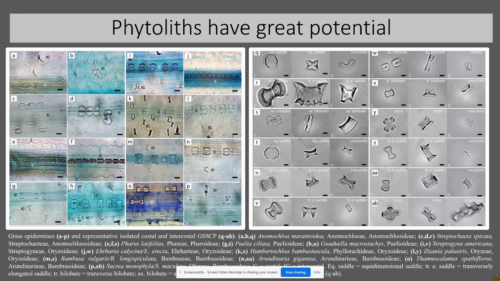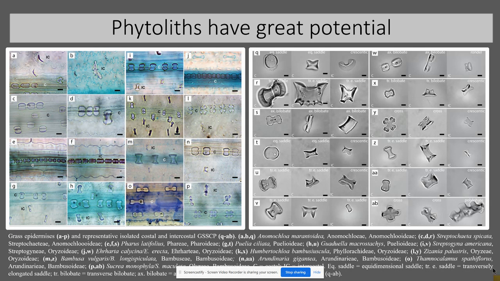You can see a sample of GSSCP diversity here in situ on the left, and isolated from many of the same samples on the right. Subfamilies, tribes, genera, and individual species seem to have distinctive GSSCP characteristics, whether it be morphotype, size, or specific shape features.